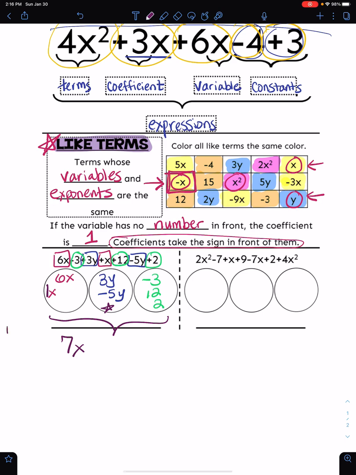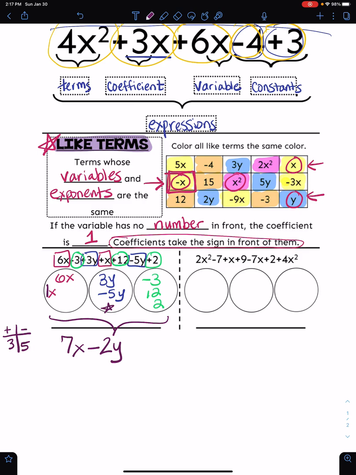So we said we're adding the coefficients. If we had a scoreboard here, we'd have 3 positive y's and 5 negative y's. So the negative team would win by 2. So negative 2y, we have 2 more negative y's than positive y's.